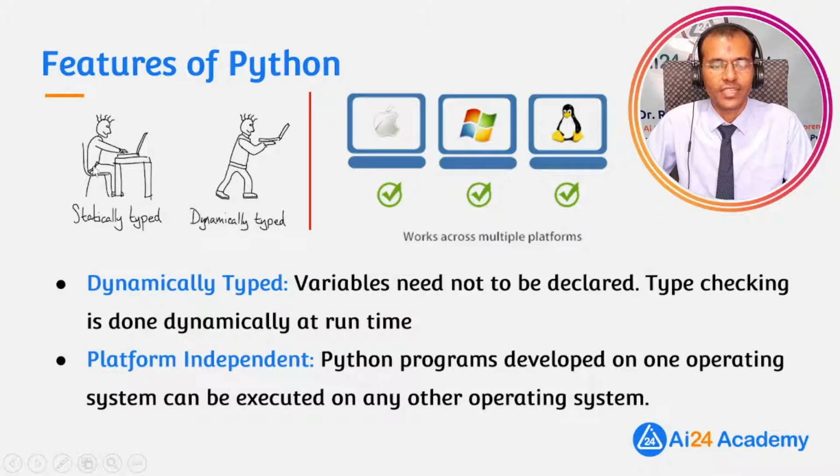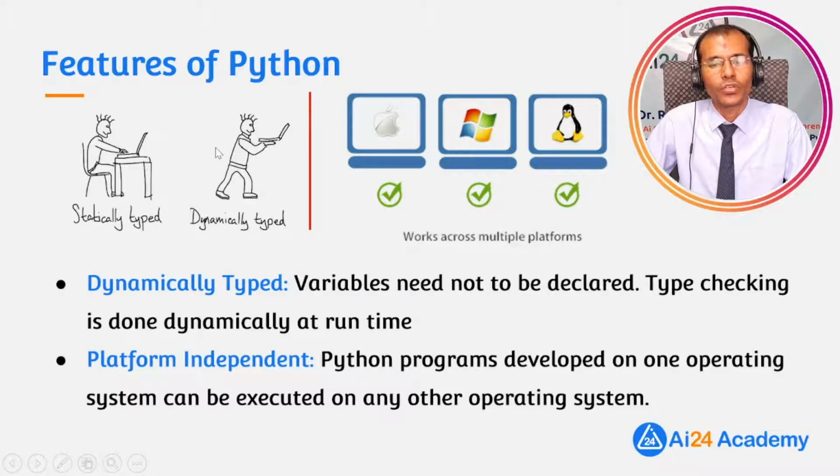Here on the left side we can see that a person is doing some work on a laptop, sitting on a chair at a table, right? And on the right side the person is doing some work by moving, right? He is walking or running, and he is also able to do the work.